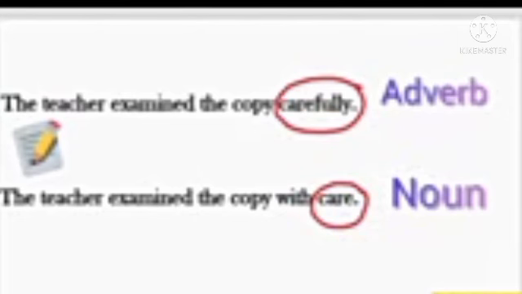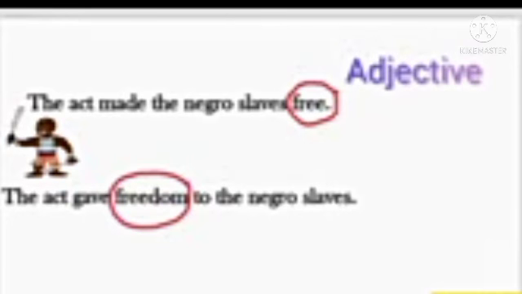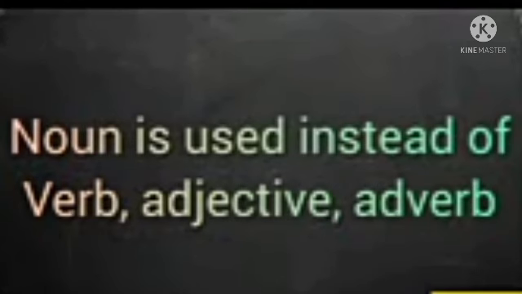Let us take one more example where we can use noun instead of other parts of speech. The act made the Negro slaves free. The act gave freedom to the Negro slaves. In the first sentence, free is an adjective, and in the second sentence, freedom is a noun. So here, in this way, we can use noun in place of an adjective. So children, here we have seen how noun is used instead of verb, an adjective and an adverb.